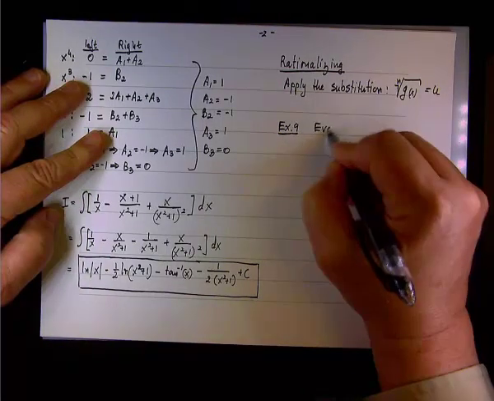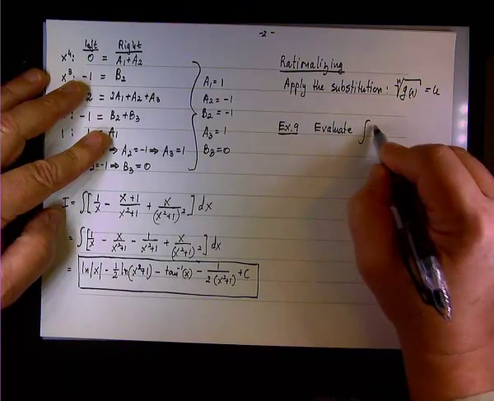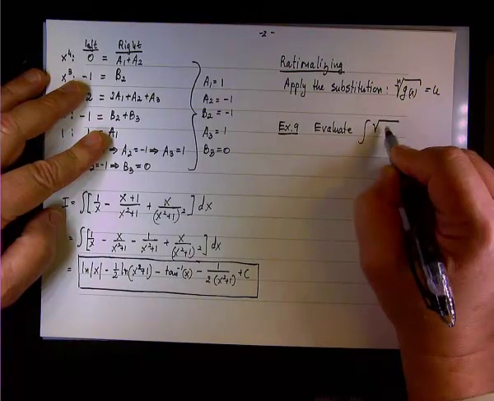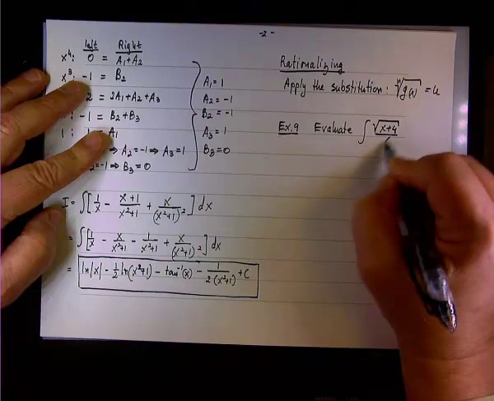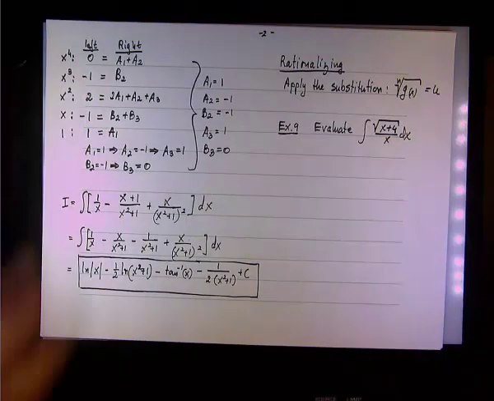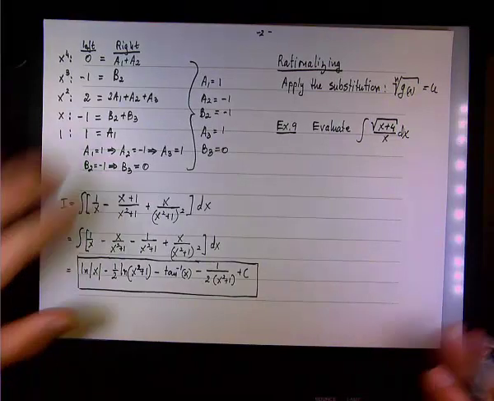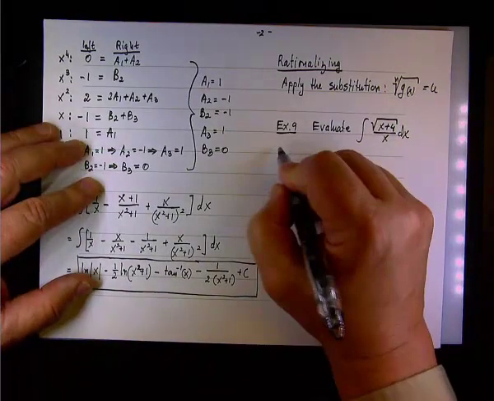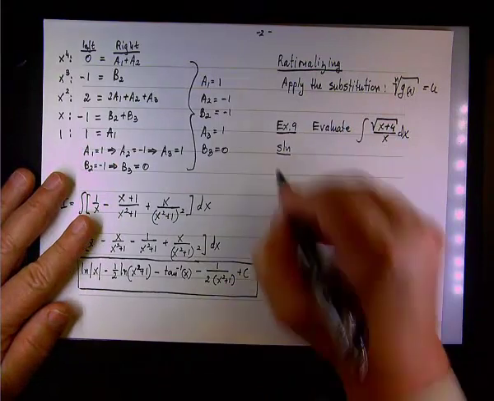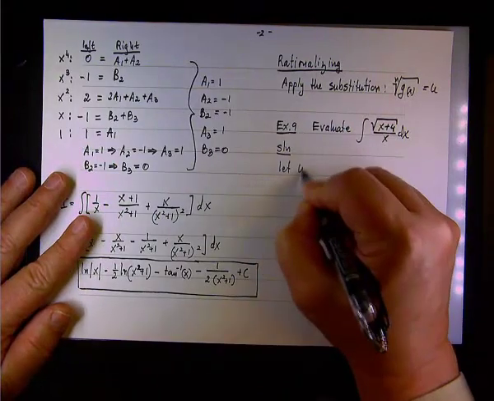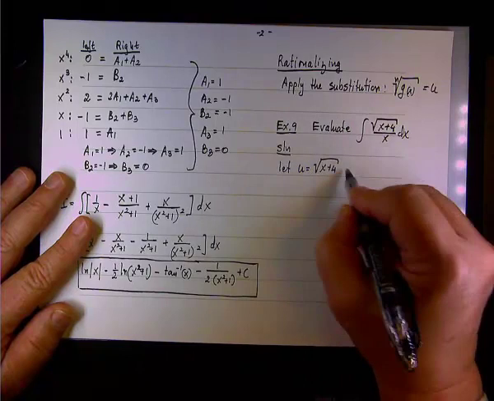So in this example, we need to evaluate the integral of the square root of x plus 4 over x dx, like so. When we solve this, based on this hint, we're going to let u equal the square root of x plus 4.